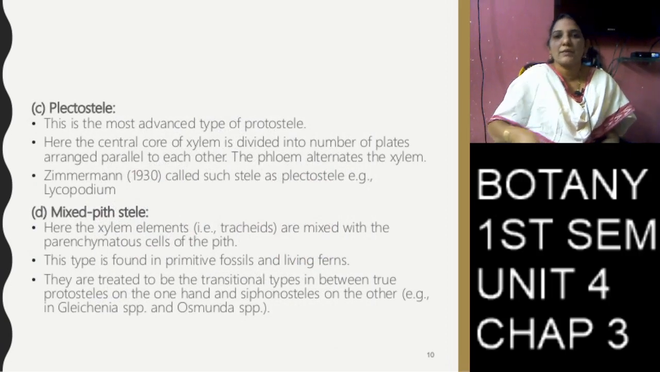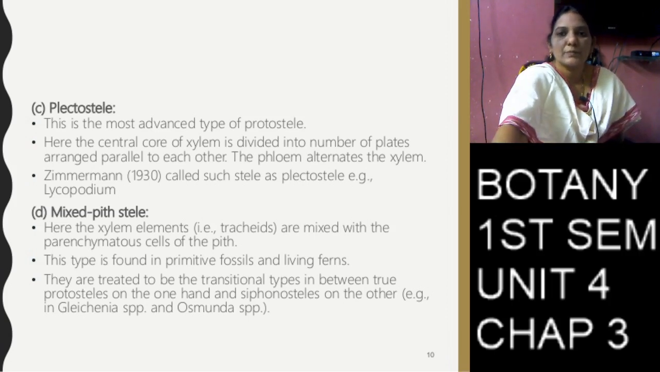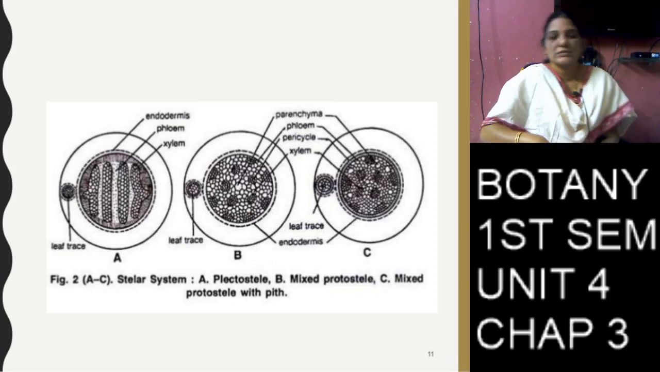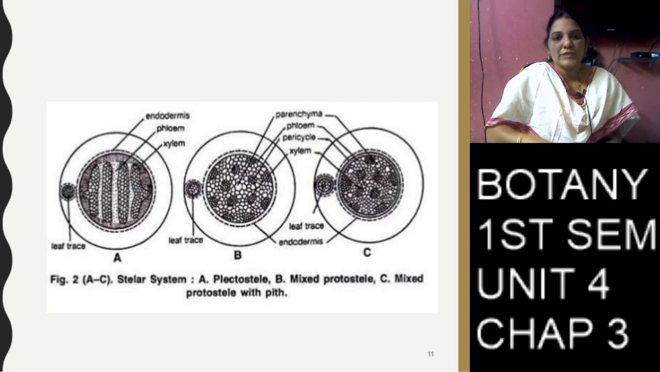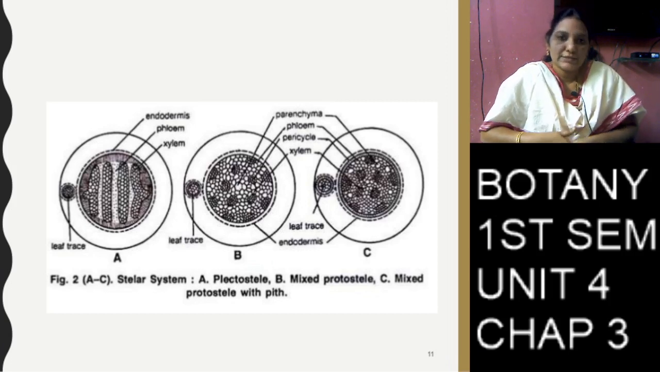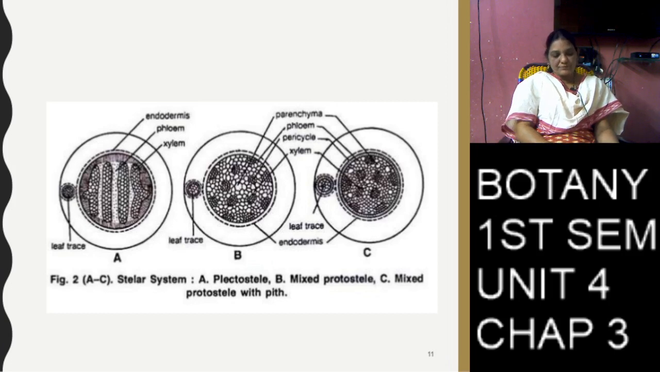Next one is plectostele. Here, we can see the diagram. The xylem is arranged in a plate-like structure, and the plates are arranged in a parallel manner. The total phloem covers the xylem. This type of stele is called plectostele.